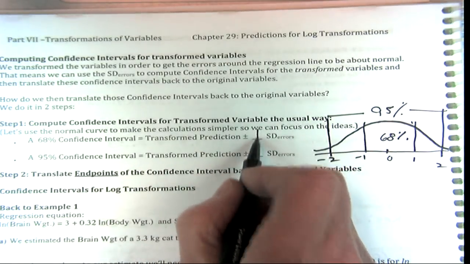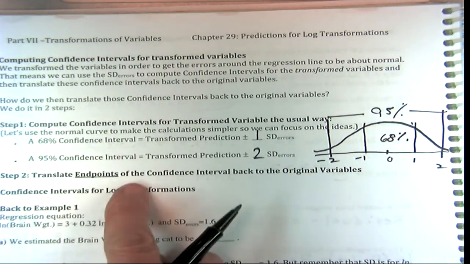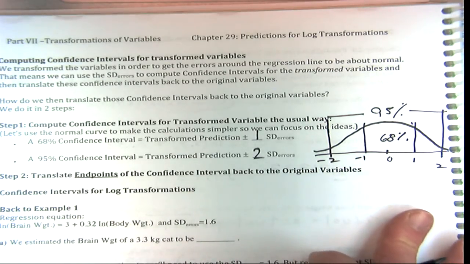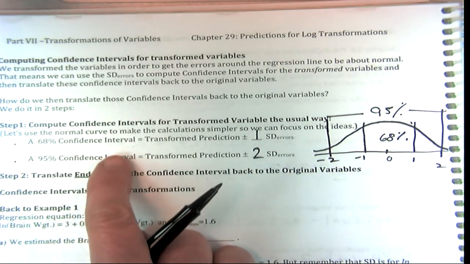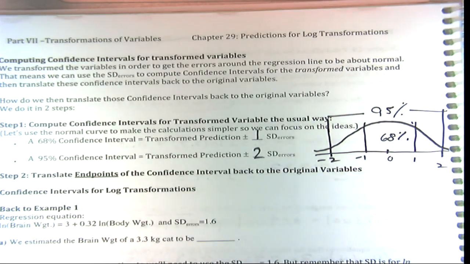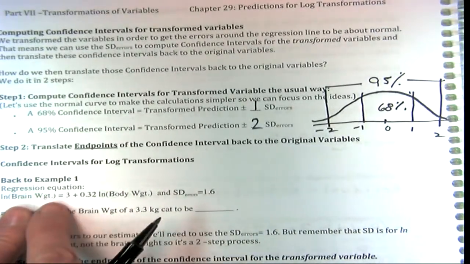So in a 68 would be 1. So now let's translate. So that's how we're going to do this now. After you build a confidence interval around the log, you take those endpoints and exponentiate them back to the original variable.